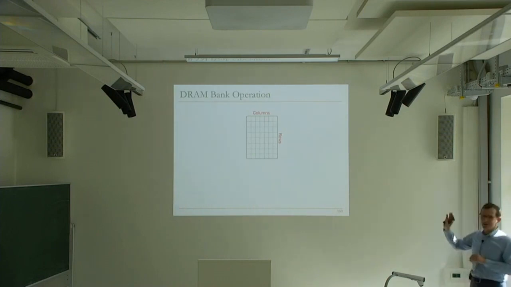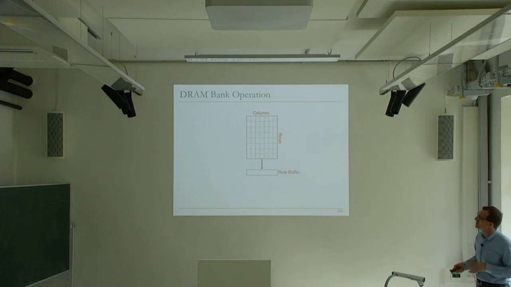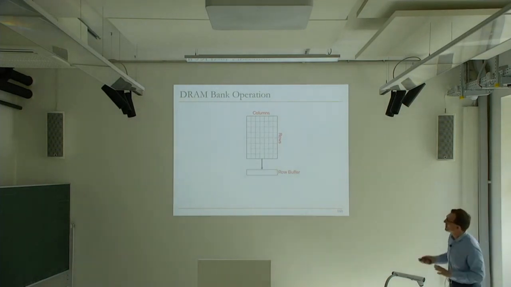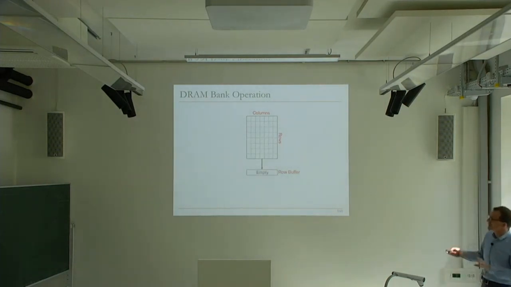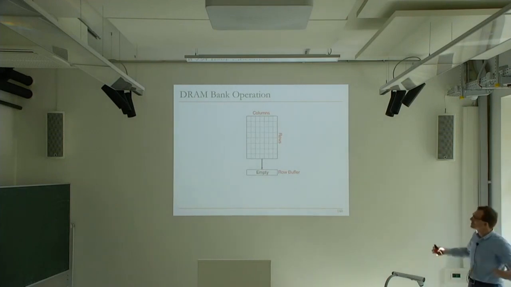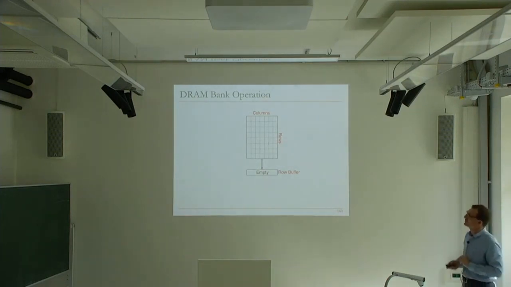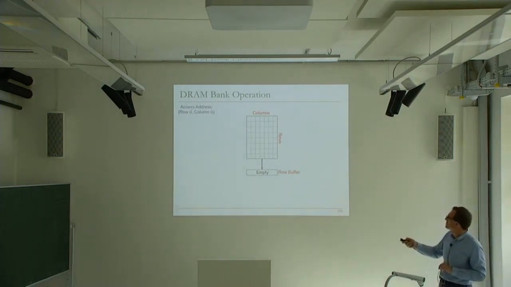Okay, let's go through the DRAM bank operation in a little bit more detail. This is my pictorial view of it, columns and rows. Essentially, you have a row buffer. This is the sense amplifiers for a given bank. Each bank has a single row buffer because you need to have sense amplifiers to sense the data. Initially, that row buffer is empty. Let's take a look at some access sequence. We want to access row 0, column 0 in this bank.